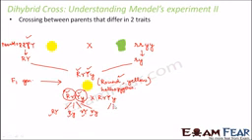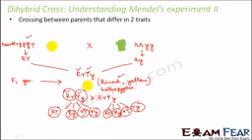And similarly, from this also you could get four gametes, and they were capital R, capital Y, capital R, small y, small r, capital Y, and small r, small y. So these were the gametes which could be produced from the parents of the F1 generation. Now using these gametes, we have to find out the F2 generation.